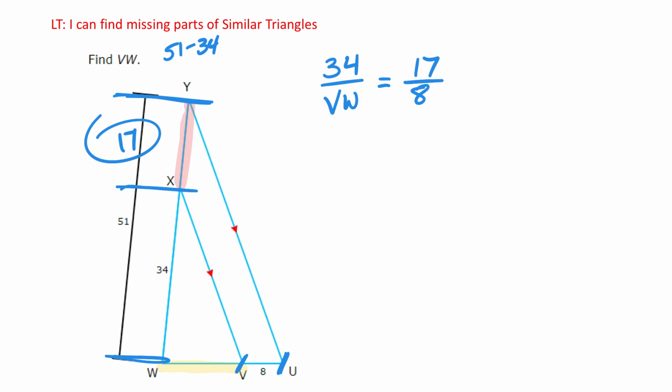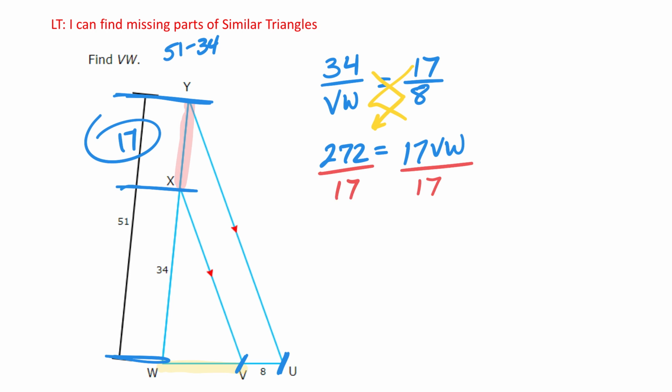So now we're going to do our cross multiplication. This gives me 272. This gives me 17 VW. Since I was smart enough on this one to set it equal to the one I wanted, I don't have to do any arithmetic after this. It's just VW equals 16.